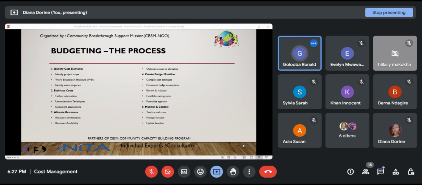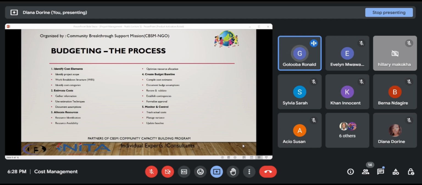So once you've done with the first step, which is identifying the cost elements, and we have said under that you are looking at identifying the project scope, you have worked with the work breakdown structures, and you have understood the requirements, and you have categorized those costs, you move on now to estimate the actual costs. You gather information, you collect historical data. This can be industry benchmarks. This can be quotations from suppliers. And you can also have expert judgment to estimate costs for each of the identified cost elements.